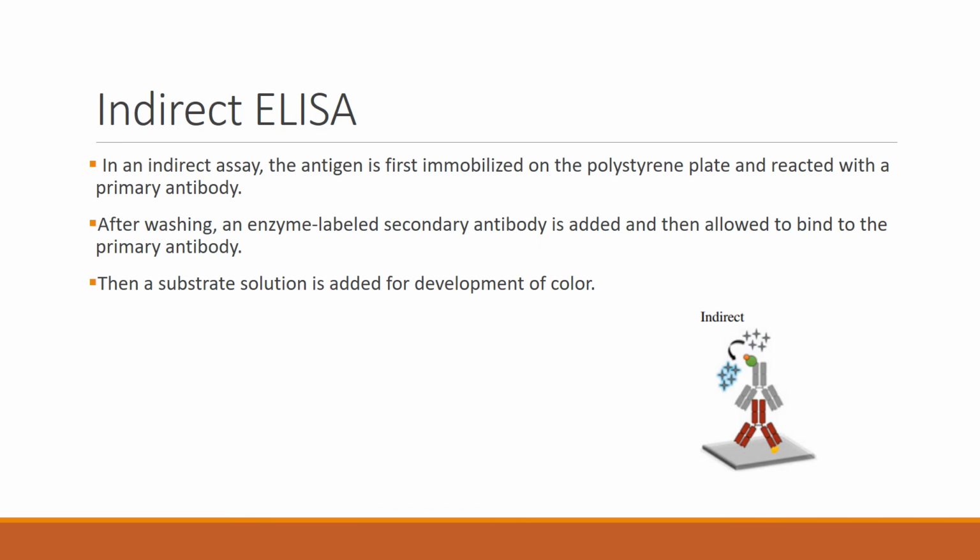Indirect ELISA. In indirect ELISA, the antigen is first immobilized on the polystyrene plate and reacted with a primary antibody, which is opposite to direct ELISA, in which the antibody is first immobilized. Then, after washing, an enzyme labeled secondary antibody is added and allowed to bind with the primary antibody. Then a substrate solution is added for development of color.